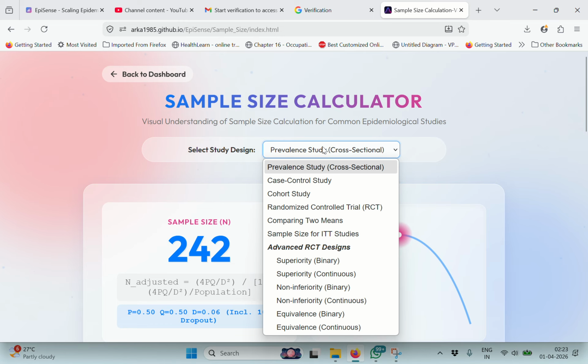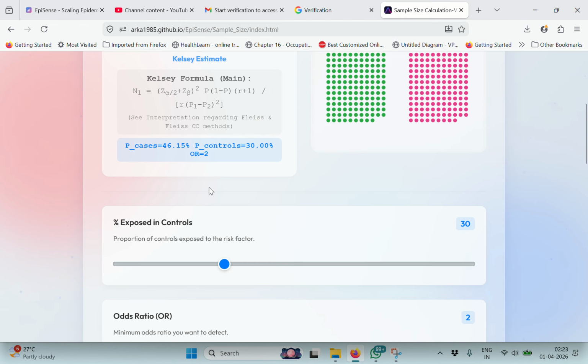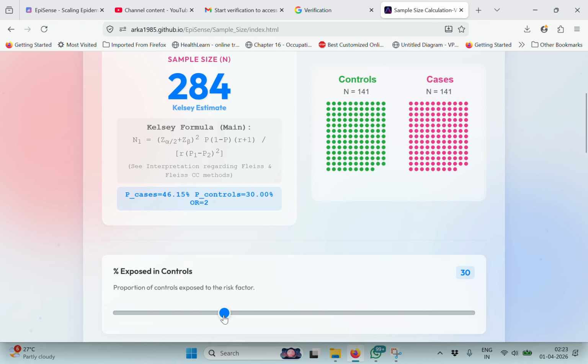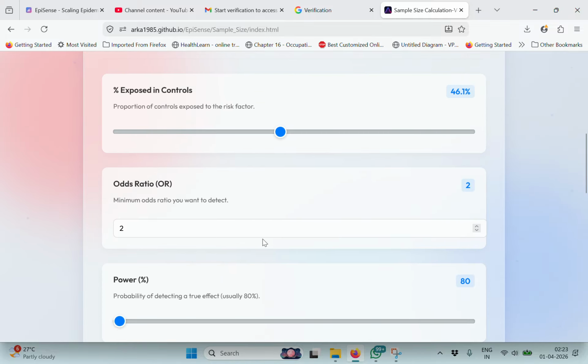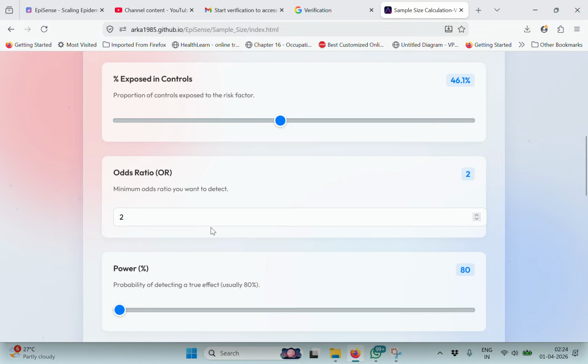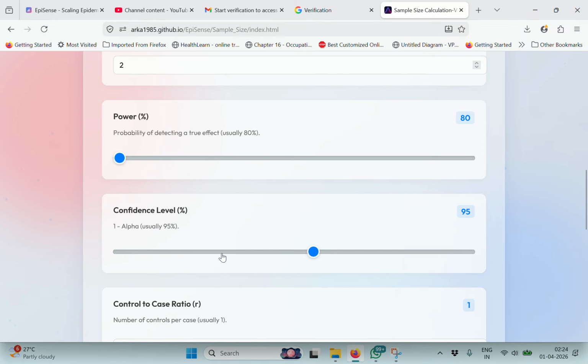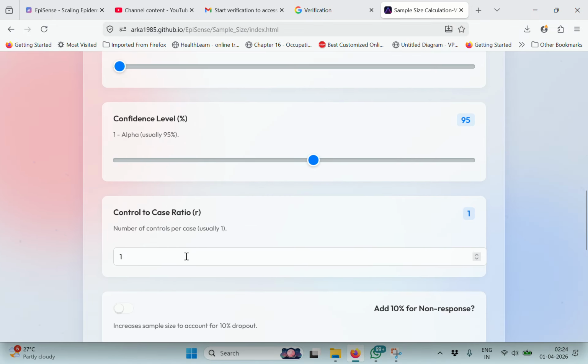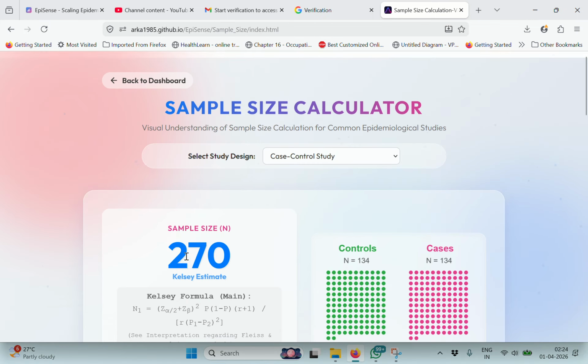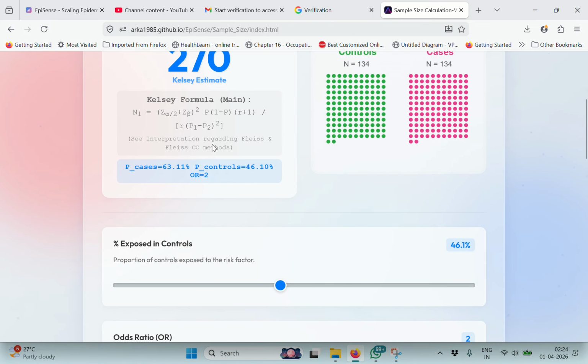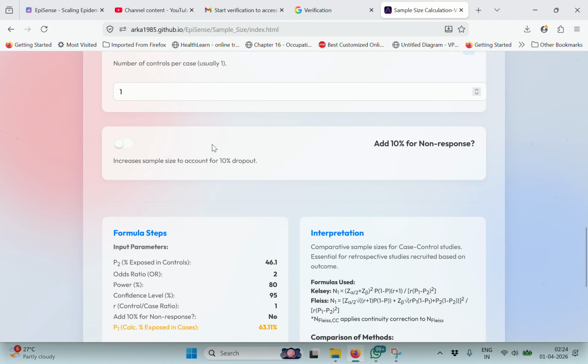Then we come to the other type, the case control study. Here you can see how the percentage of exposed in controls, if changed, changes the number of controls and cases. You can also change the odds ratio, the power, the confidence level, and the ratio of control to case. Based on that, the total sample size changes. You can get the formula, which is a commonly used standard biostatistics formula for sample size calculation. You can also add a 10% non-response rate.